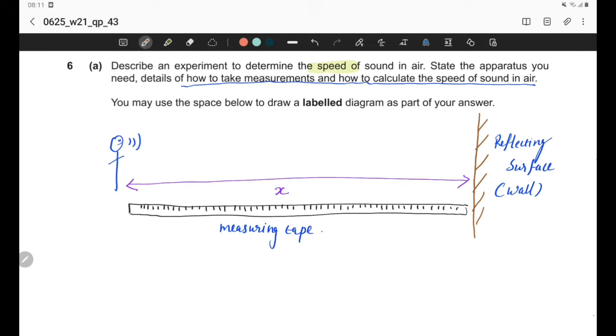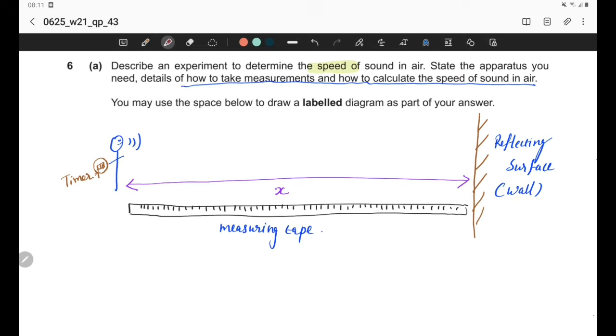Next important thing we need here is a timer. So he should keep a timer with him. Let it be a digital timer, doesn't matter. And we should label it as a timer also. So these are the important components we required to do this experiment.